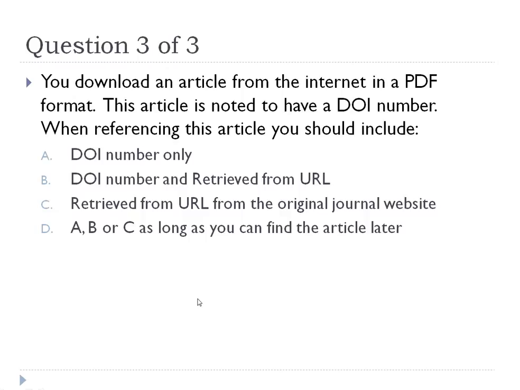And then the last question, you download an article from the internet in a PDF. This article is noted to have a DOI number. When referencing this article, you should include the DOI number only. So if you have a DOI number, you only need to include the DOI number.